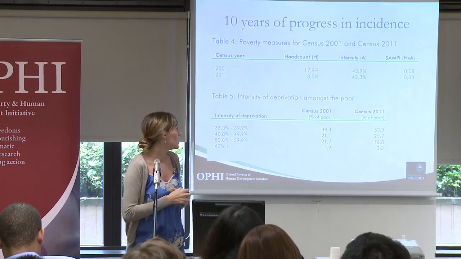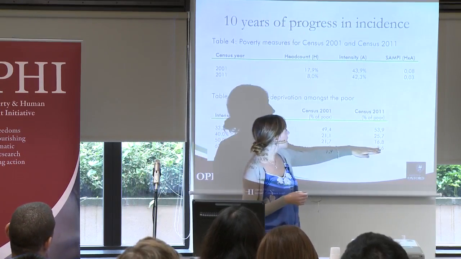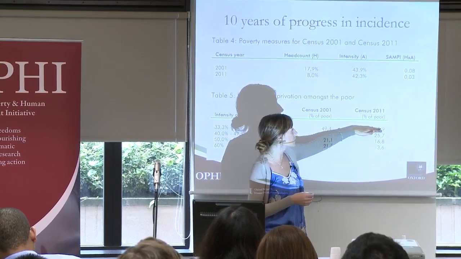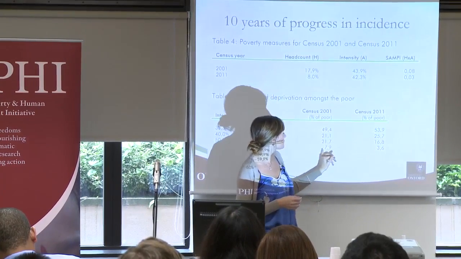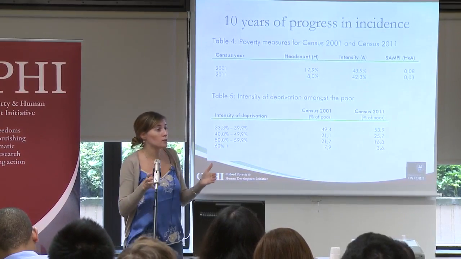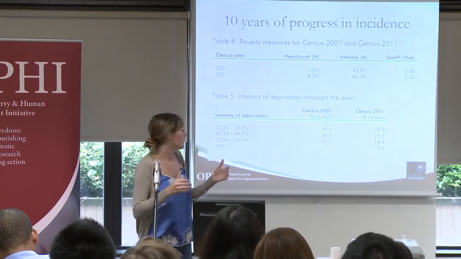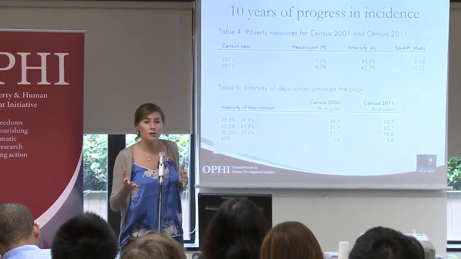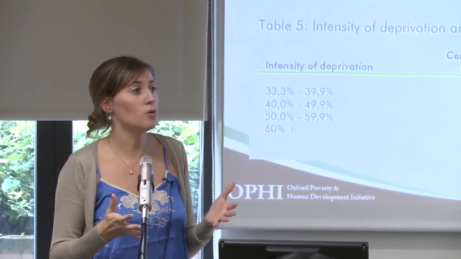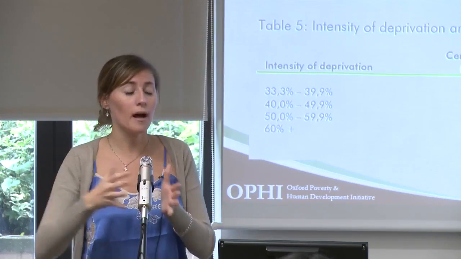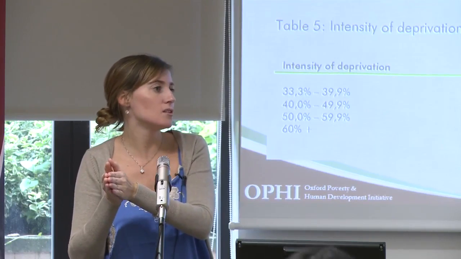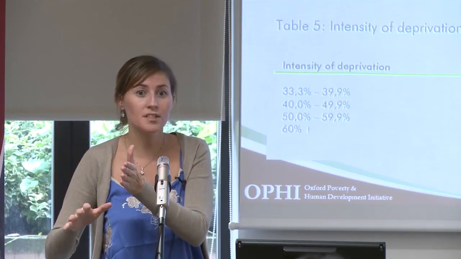And what we can see is that now the distribution here has changed. There are more people in the first categories, and the numbers for the last two rows have dropped, which means that there are fewer poor people that are now experiencing 60% or more of the deprivations. So they are still multidimensionally poor, but they are not as poor. The proportion of people who are severely poor because they have a very large intensity of poverty has been dropping over time.